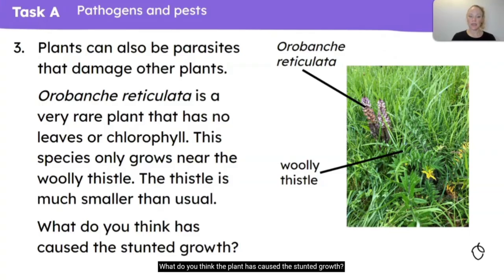What do you think has caused the stunted growth of that woolly thistle? I'll give you a moment to think about it, but if you need more time, please pause the video.